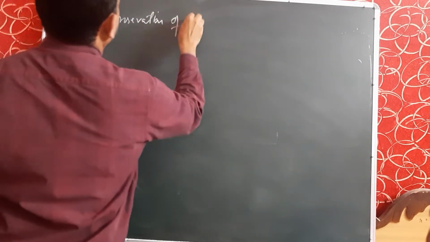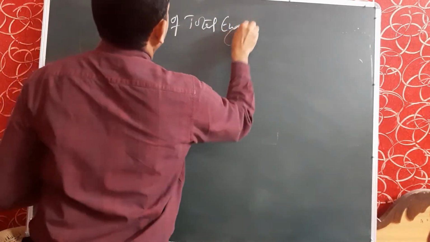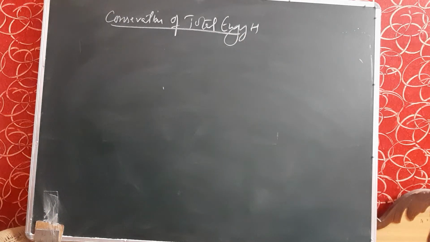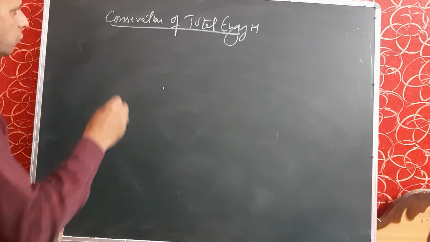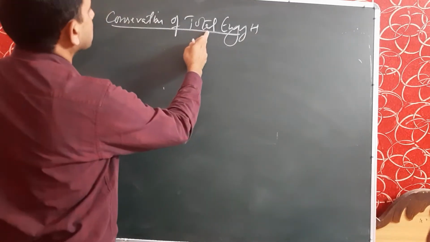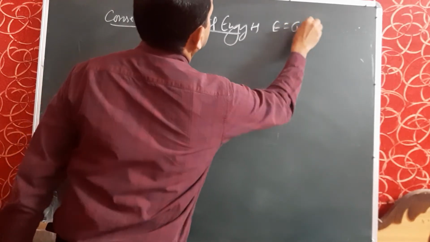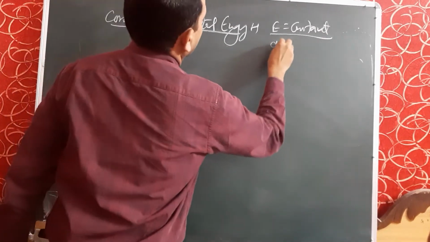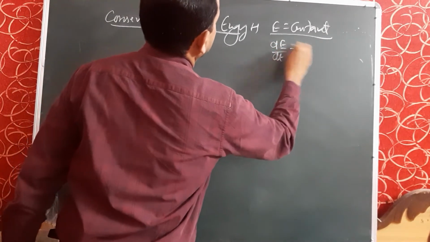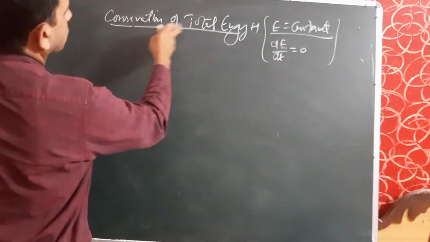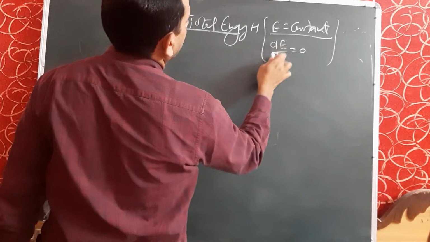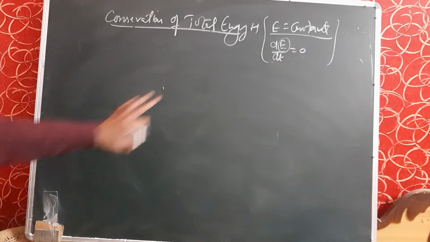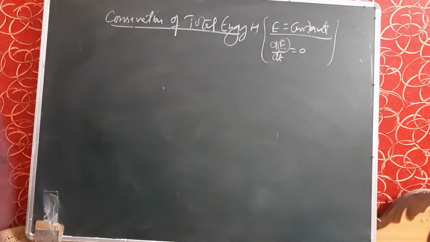Conservation of total energy. Which energy? The energy of the particle which is moving under inverse square force or central force. So we will prove that the total energy is conserved, that is E is constant. Conserved means constant, or the derivative of E with respect to time should be 0. So this is the meaning of conservation of energy, that is E is constant or dE upon dt is 0, because E is constant and the derivative of a constant term is always 0. So we have to prove the derivative of energy with respect to time is 0.